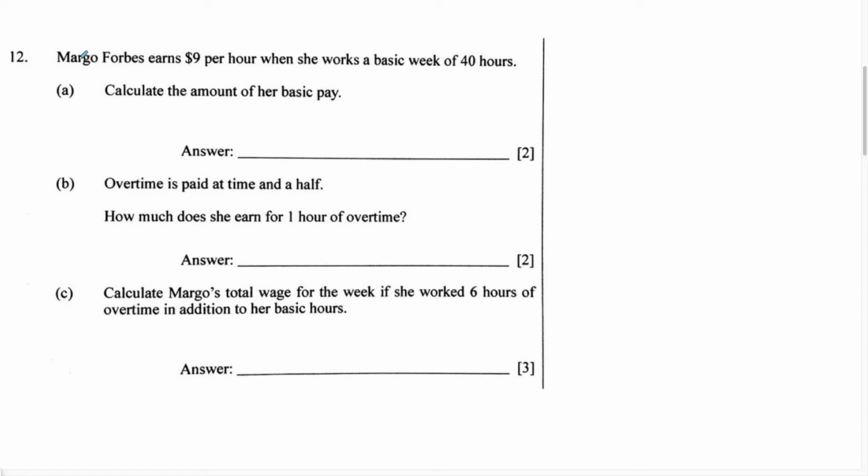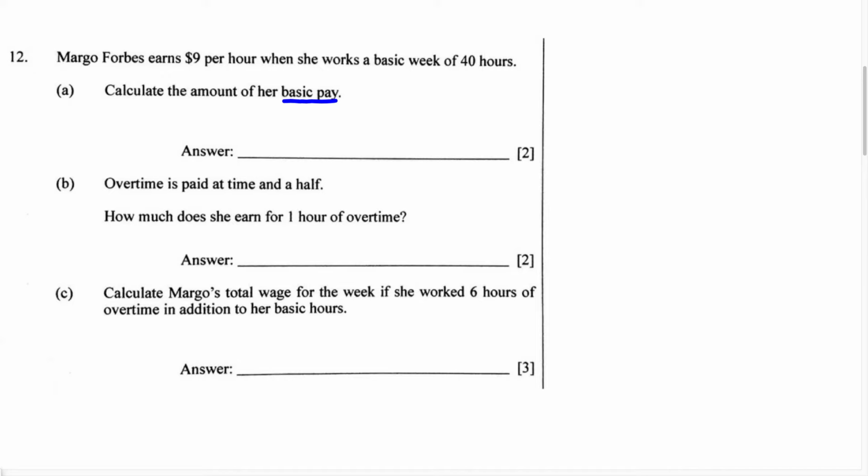This question says Margot Forbes earns $9 per hour when she works a basic week of 40 hours. Part A. Calculate the amount of her basic pay. So in Part A, they want us to calculate the basic pay. Now, in order to calculate the basic pay, we need two things. We need the hourly rate, and we need the number of hours she normally works in a week.